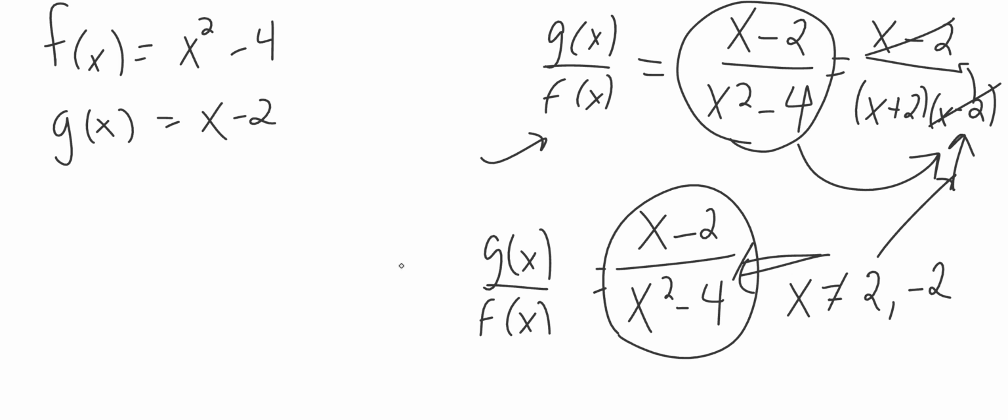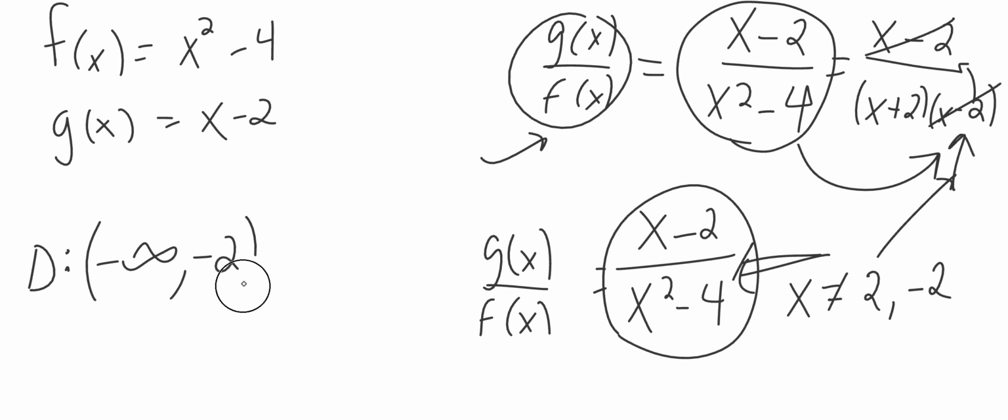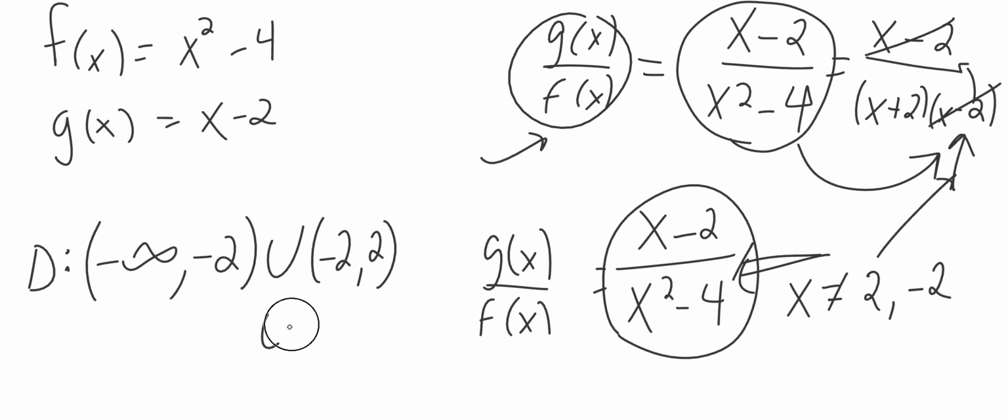So if I had to write my domain for g of x over f of x, my domain would say we're going to go all the way up to negative 2. Then we're going to go between negative 2 and 2. And you'll excuse me, I have to go to the next line to write this last part. And I'm going to go above 2. Negative 2 gets the open interval because I'm not at either of those points. Same thing with 2, not included in the domain.